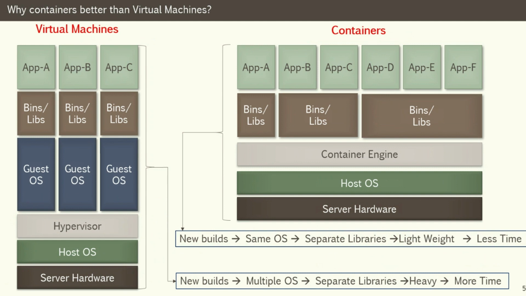Next, why are containers better than virtual machines? If you see on the left hand side, we have virtual machines and on the right we have containers. Containers are generally considered more lightweight and efficient than virtual machines because they share the host operating system kernel rather than requiring a full guest operating system for each container. This means that containers use fewer resources and start up faster than virtual machines.